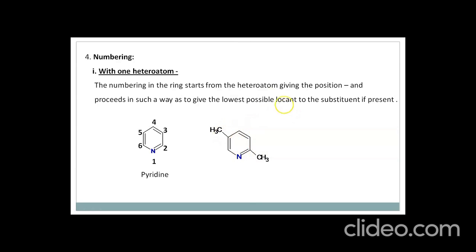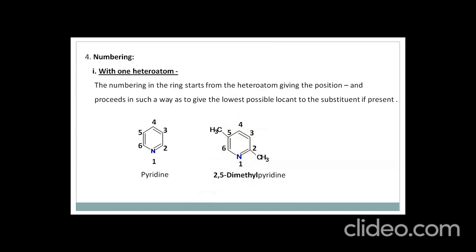So if you give from this, then it has the second position, so it is preferable. So 1, then 2, 3, 4, 5, 6. So the name for this is 2,5-dimethyl pyridine.